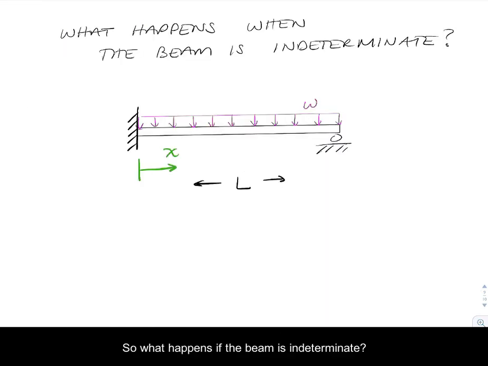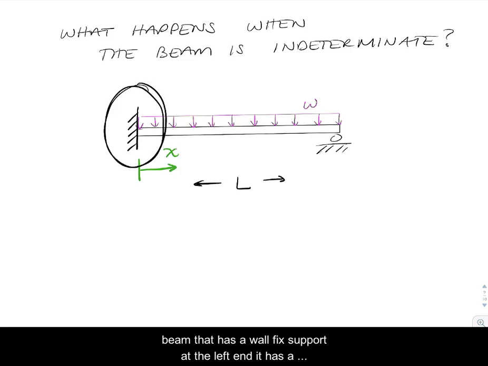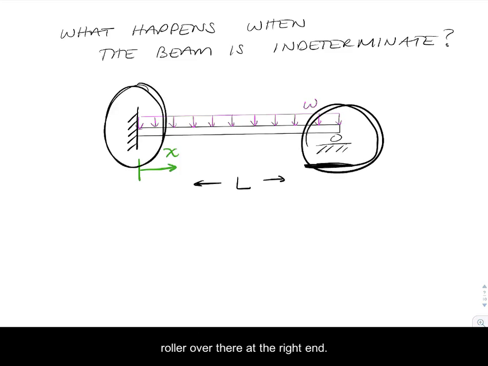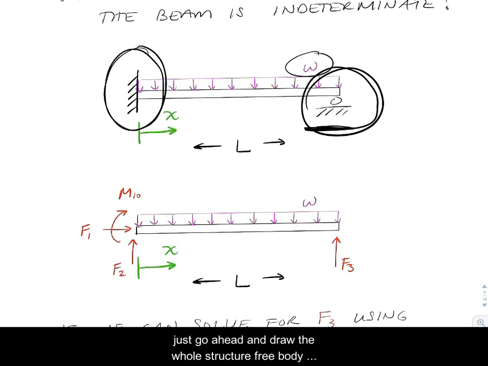So what happens if the beam is indeterminate? Up to now it's always been determinate. So let's take this beam that has a wall fixed support at the left end. It has a roller at the right end. It happens to have a uniform distributed load on it. And let's go ahead and draw the whole structure free body diagram.